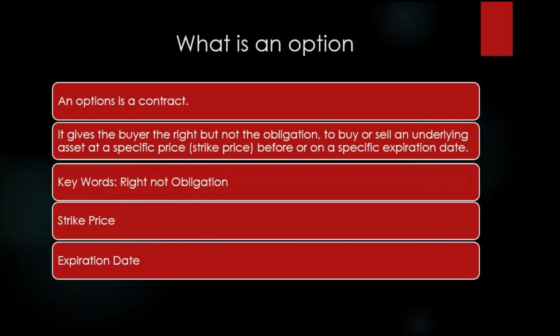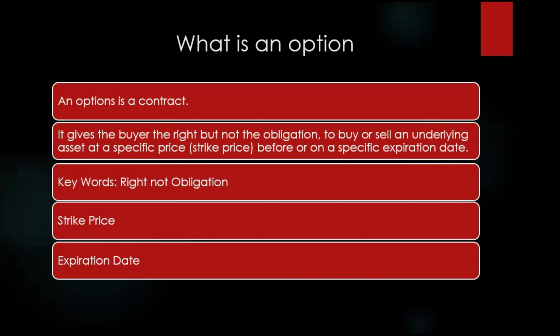What is an option? Like I said, an option is a contract. It gives the buyer of the contract, and a lot of times I'm the seller, so I'm selling someone a contract, the right but not the obligation to buy or sell an underlying asset at a specific price, which is the strike price, before or on a specific expiration date.